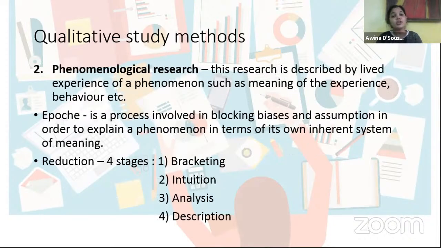Whereas when it comes to phenomenological research, it is mostly based on a very abstract way.